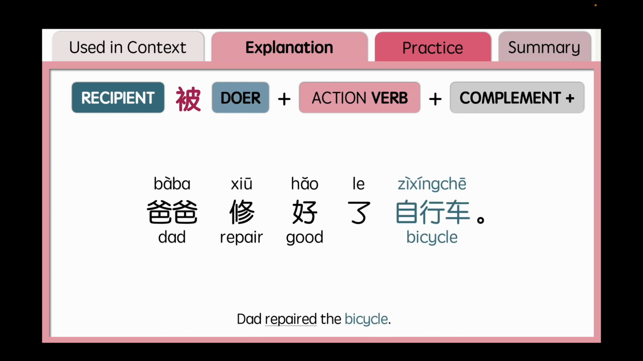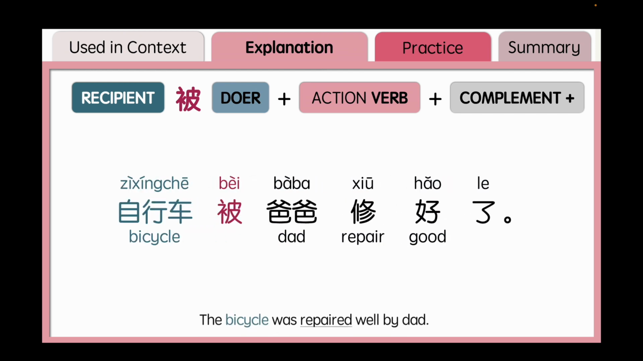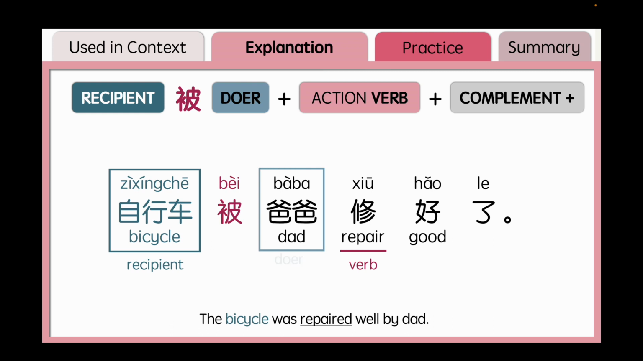爸爸修好了自行车 Dad repaired the bicycle. 自行车被爸爸修好了 The bicycle was repaired well by Dad. In this sentence, the recipient of the action 自行车 was repaired by the doer of the action 爸爸. Once again, since you can't leave the action verb hanging at the end, in this example, you'll have the result complement 好 and the particle 了 to complete the sentence. For more explanation of the result complement, you can check out the link below.